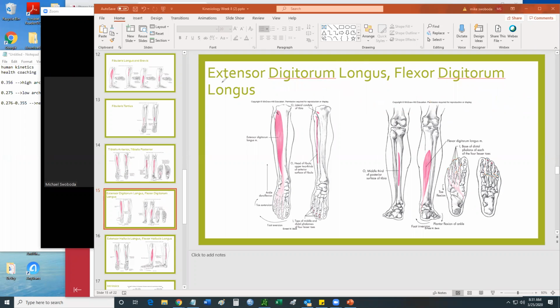And all it does is exactly what it says, extensor, flexor. So extensor digitorum longus pulls your toes up. The flexor digitorum bends your toes down. That's it, real simple.